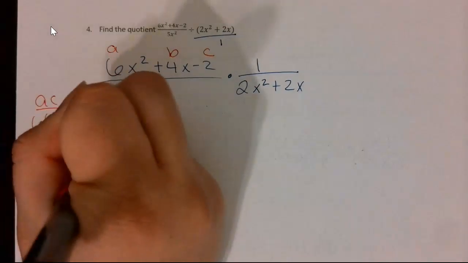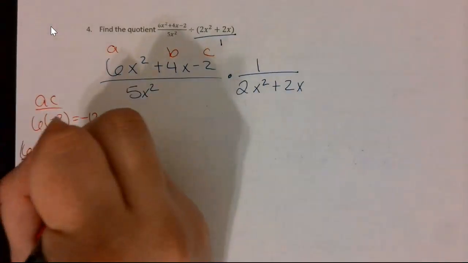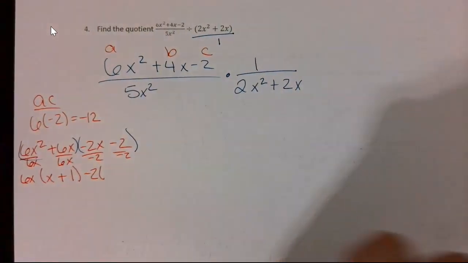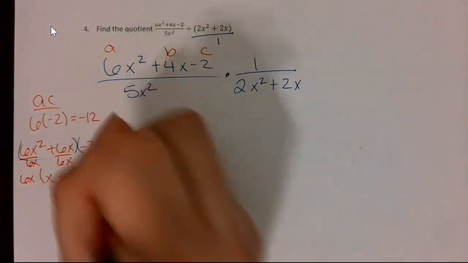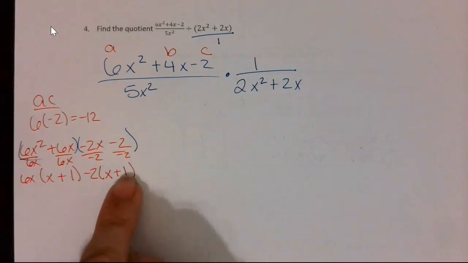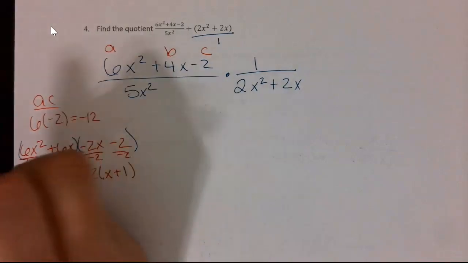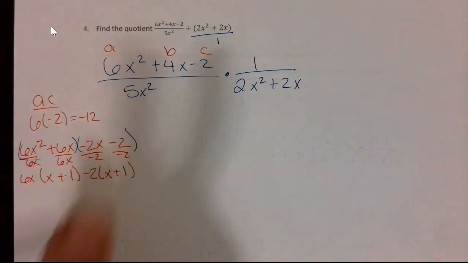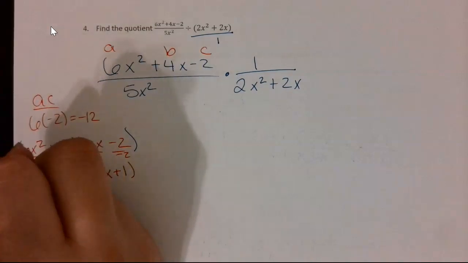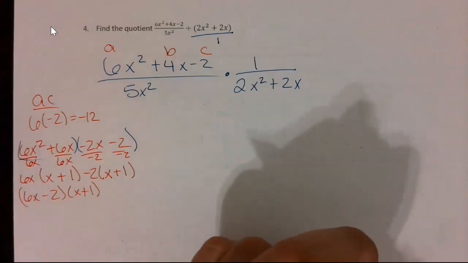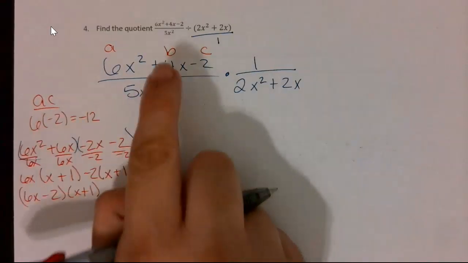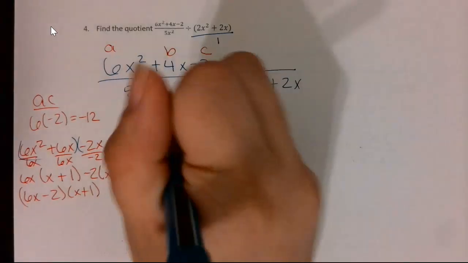On the second group, I want to take out negative 2. And then negative 2x divided by negative 2 is x. Negative 2 divided by negative 2 is 1. I have the same thing inside the parentheses, so that means I've done this correctly. I rewrite my outside pieces together. So I'm going to have 6x minus 2 in a set of parentheses, and then x plus 1 in the other set. And this is going to be what I replace that with.